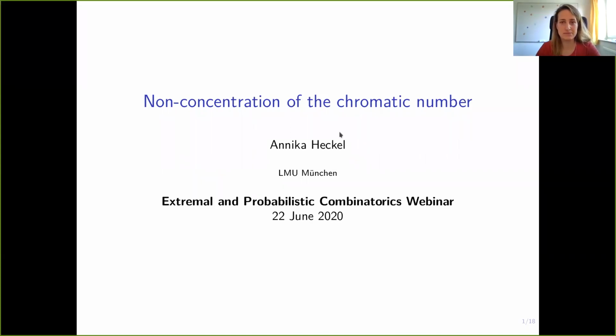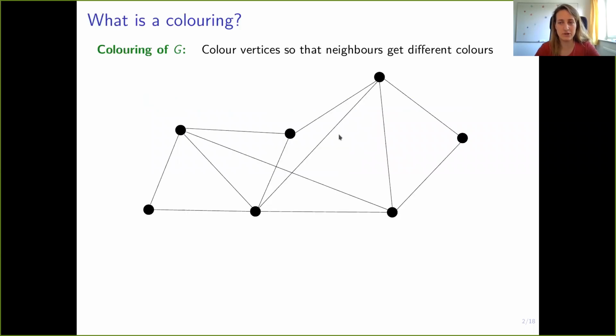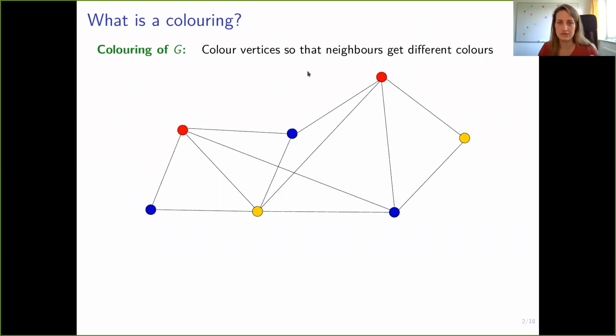So this talk is about colorings of random graphs. I'll start by reminding you what a coloring is. Of course, most of you will be familiar with that. The setup is we have a graph, and we want to give a color to each vertex in such a way that neighbors always get different colors. This is an example of such a coloring. You can see this vertex and this vertex are neighbors, and they have different colors.